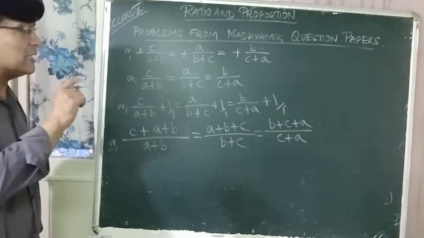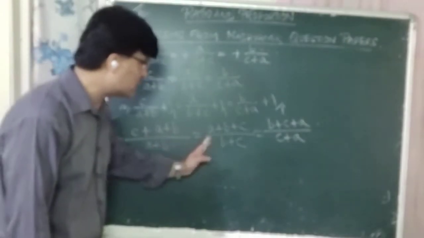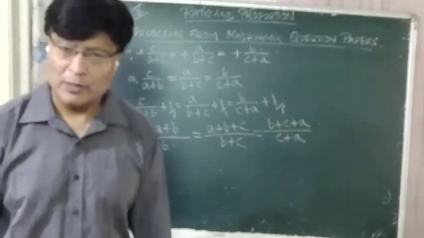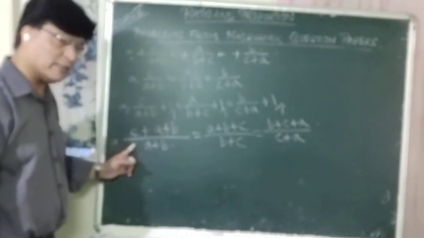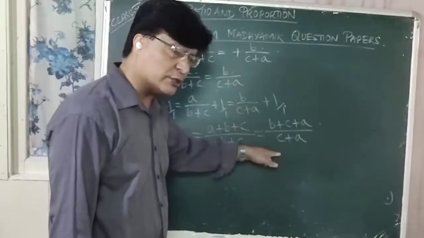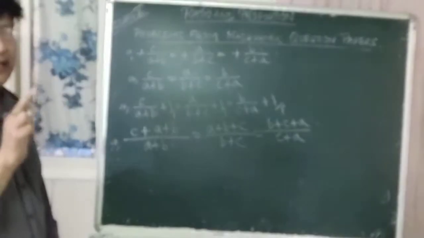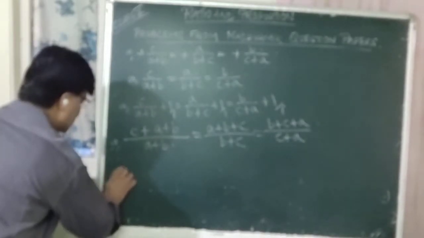That means, since A plus B plus C is not equal to 0, you can divide all these sides by A plus B plus C. If you divide this first term by A plus B plus C, you should divide the second term by A plus B plus C. You should also divide the third term by A plus B plus C, because in this case, A plus B plus C is not equal to 0. So what do we write here now?